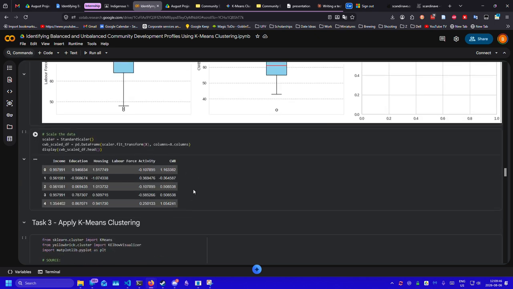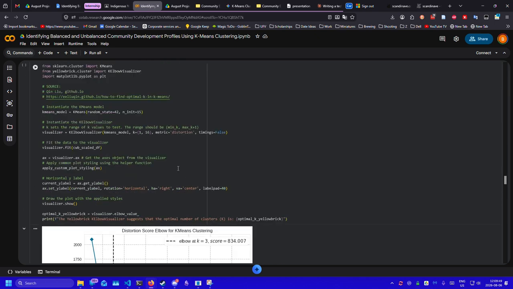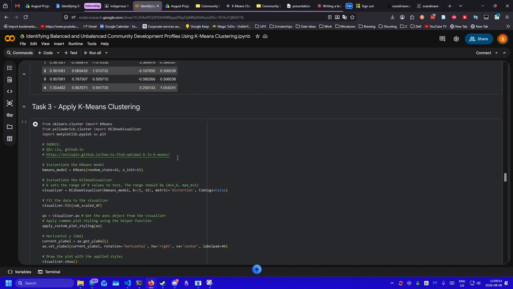So here's the standard scaler being applied, standardizing the data, which we will undo at the end to analyze. And then we have the k-means clustering. So I used the Yellowbrick module, which is an extension on scikit's k-means clustering.